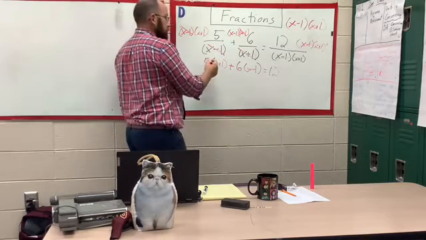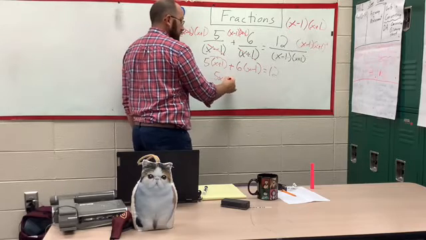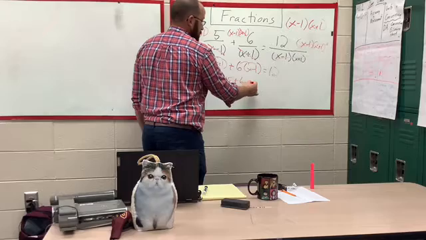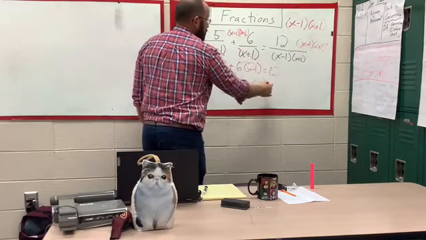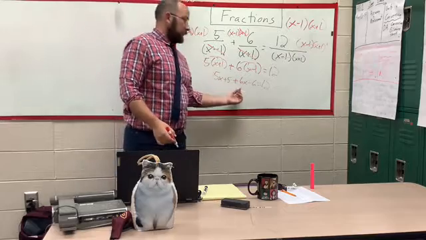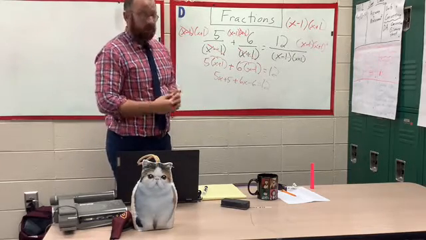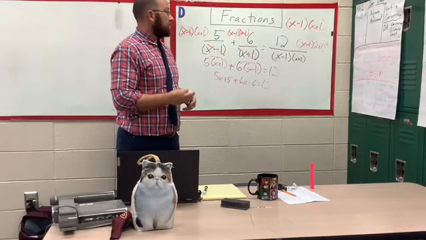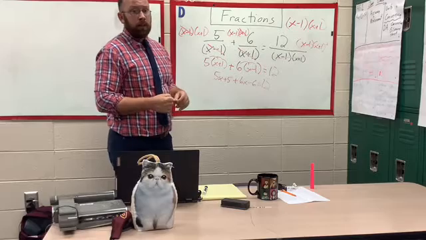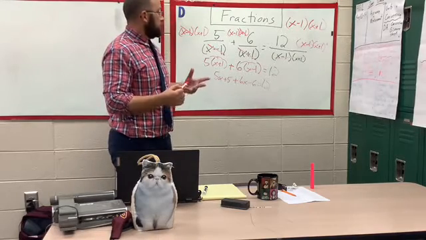So now I just distribute. So it gives me 5x plus 5, and then plus 6x minus 6. Now I'm not going to finish out this problem. That's just how you get rid of it. You'll combine your like terms and solve from there. And that's about it with fractions. If you need to go back and look at it, go ahead and slow down the video and look at what I did. If you have any other questions, just ask.